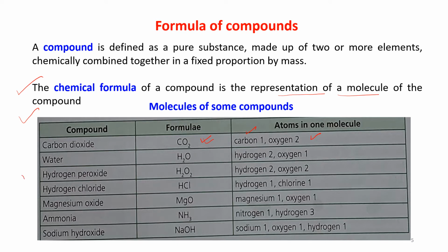Similarly, just think about hydrogen peroxide. H2O2 is the formula. Its one molecule contains two atoms of hydrogen and two atoms of oxygen. Sodium hydroxide. Its formula is NaOH. This is one molecule of NaOH. This one molecule of NaOH contains one atom of sodium, one atom of oxygen and one atom of hydrogen.